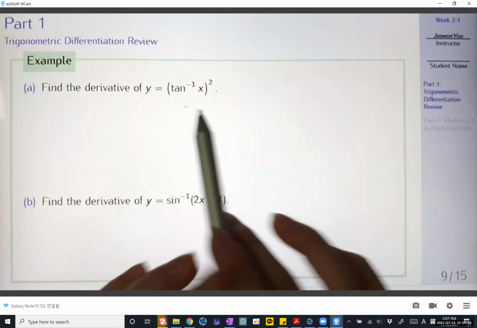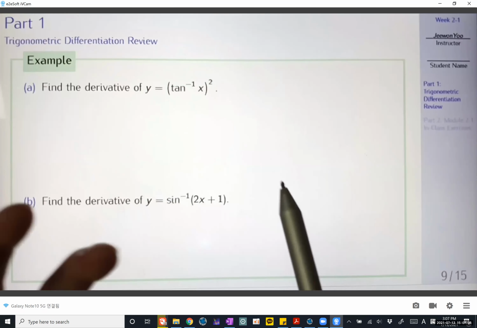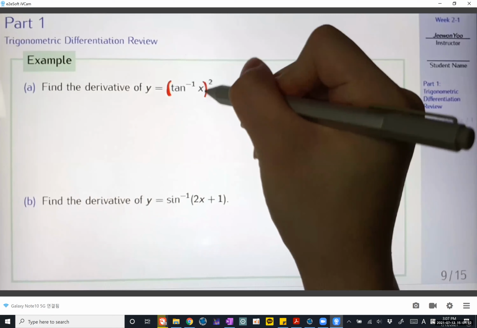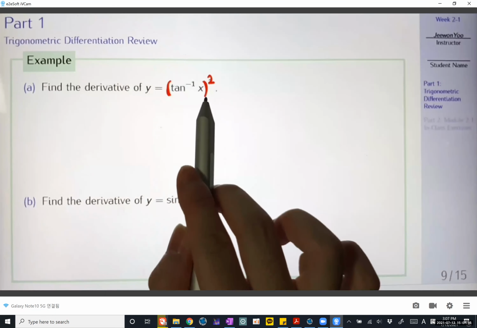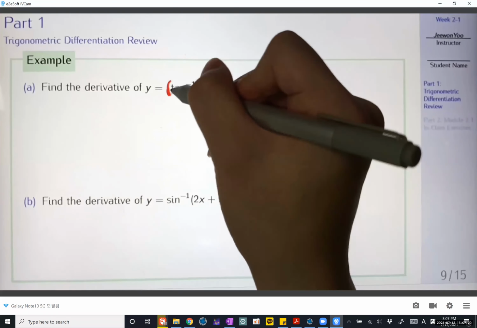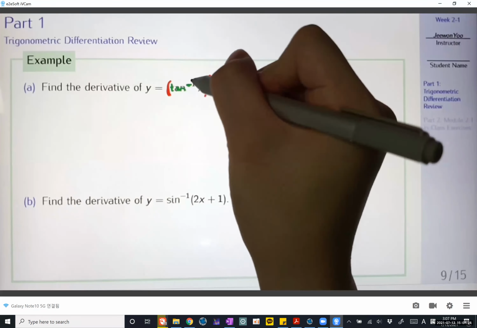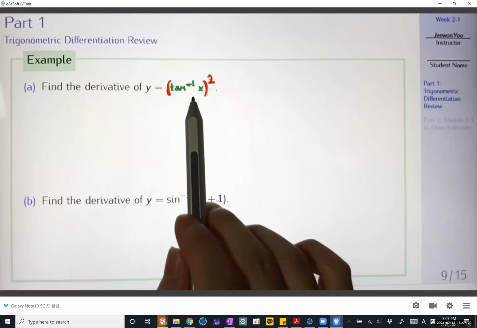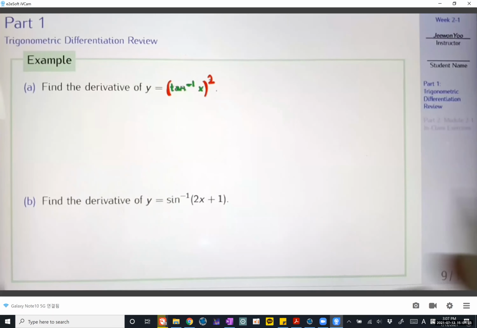Many people quite often forget about the outside, but actually there is an outside. For example, here's something to the power of 2. In red, this is the outside. And then the inside function is inverse tangent x. So now you see we have outside and inside. So let's try the chain rule.